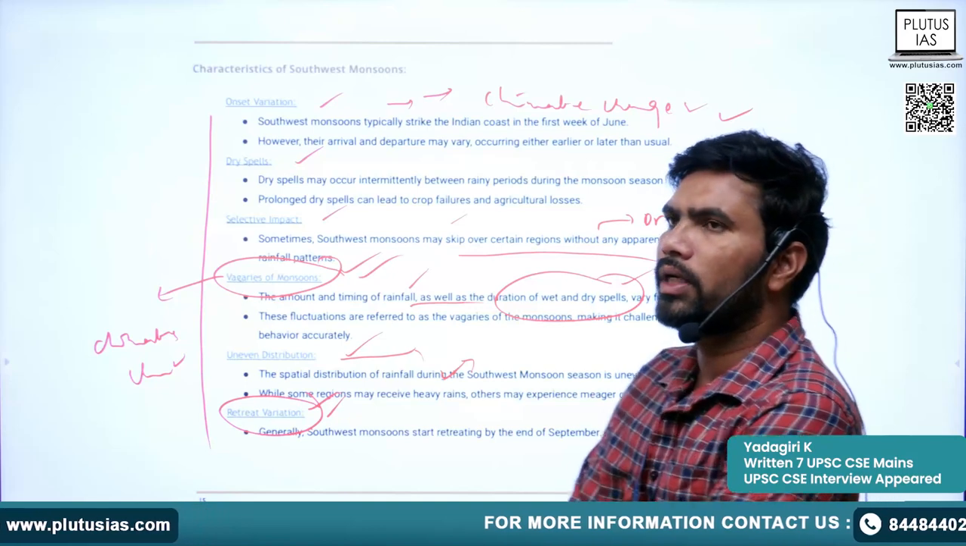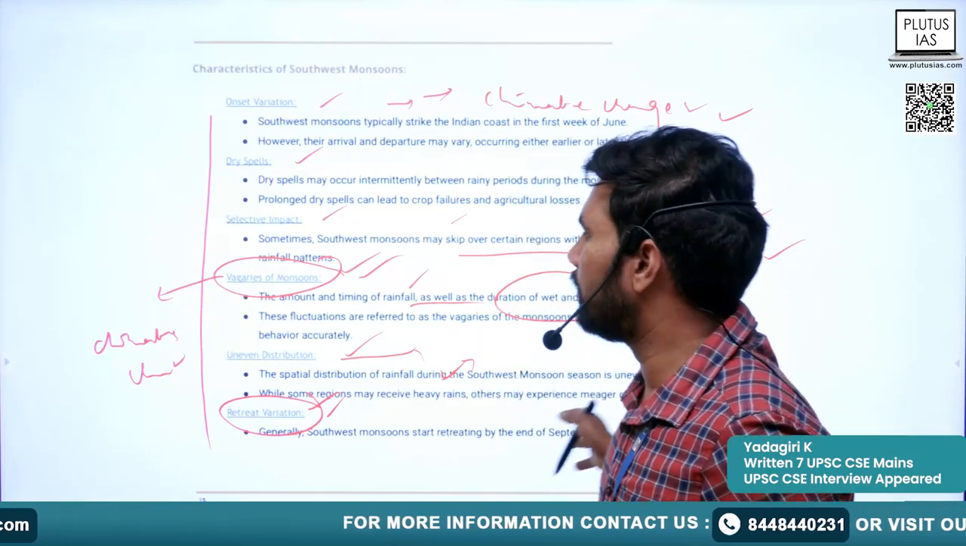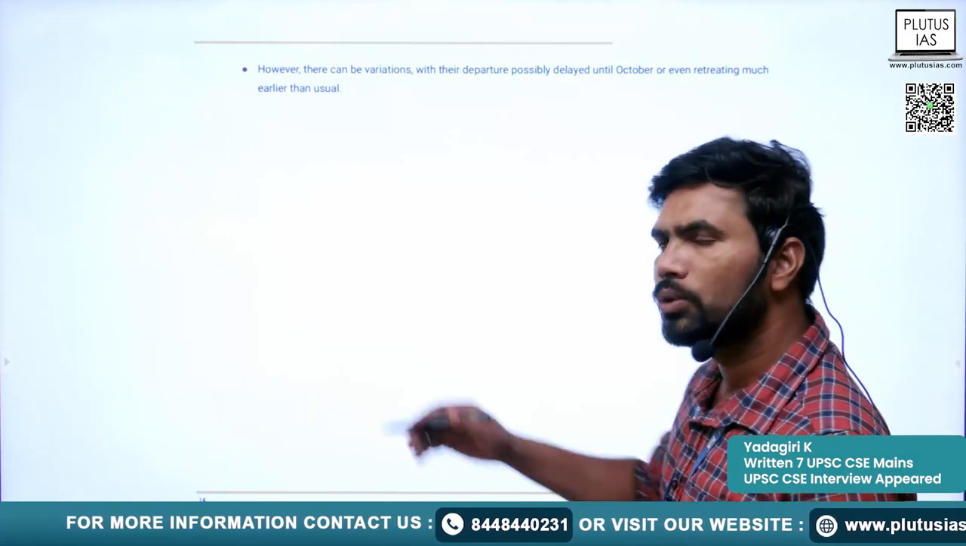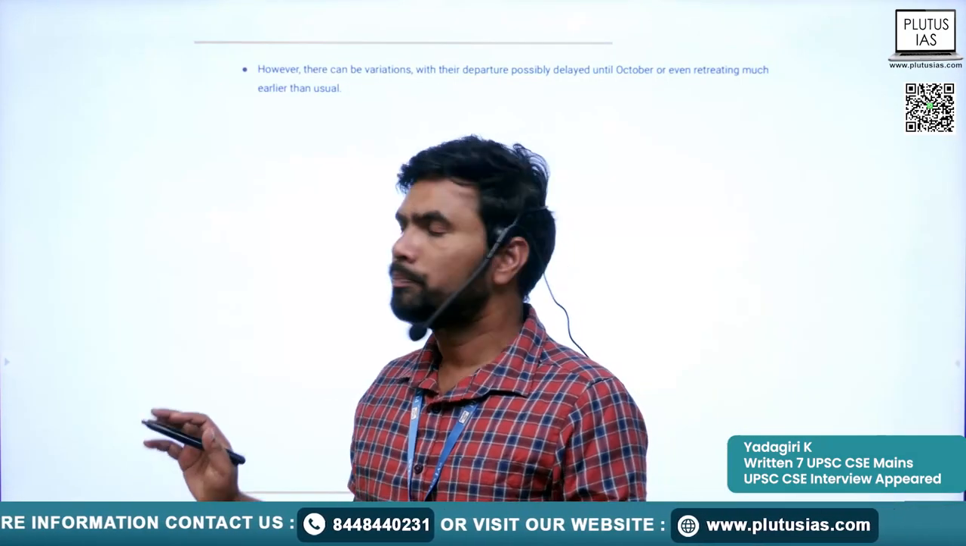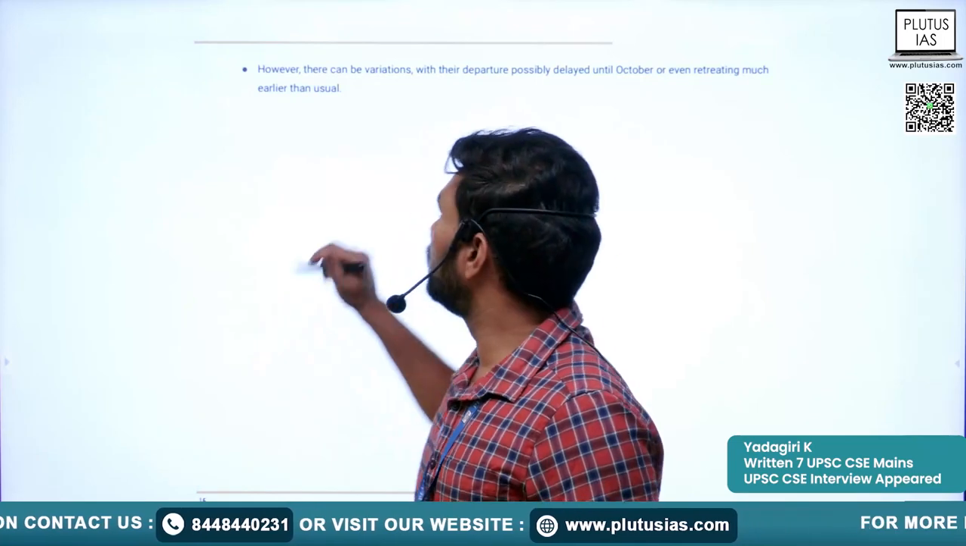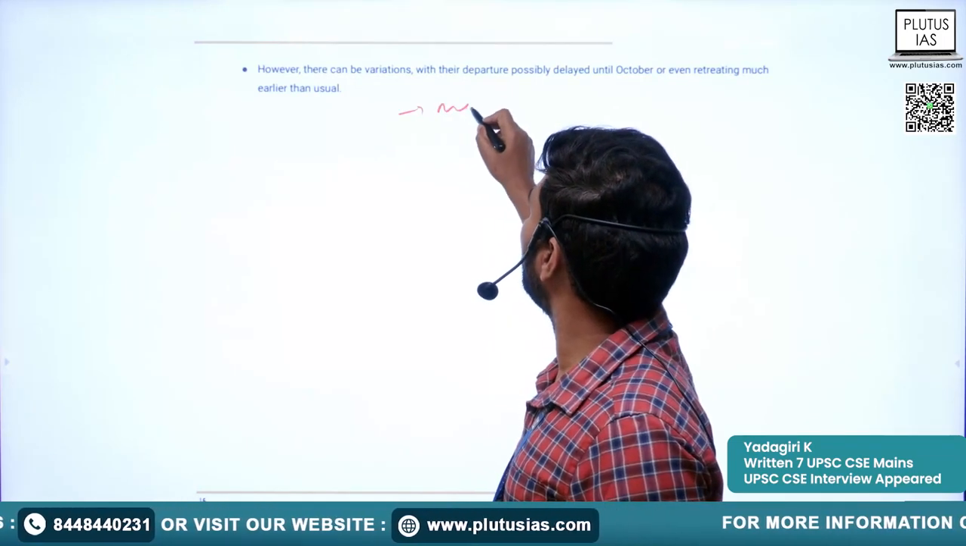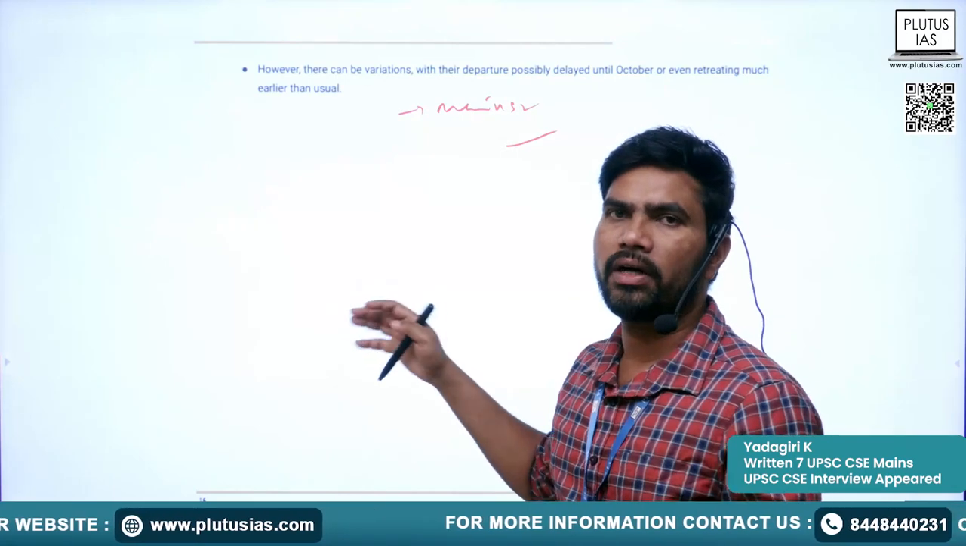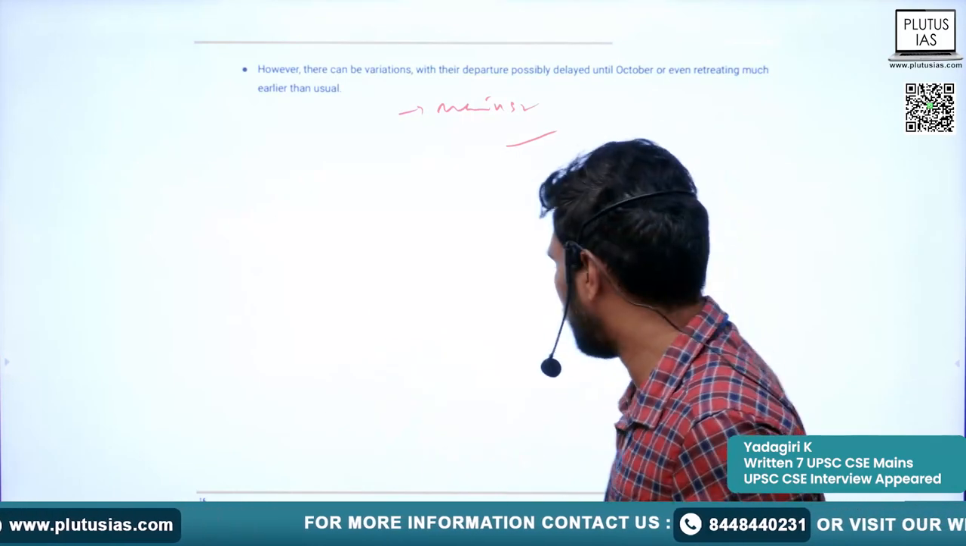Generally they have to withdraw in September. However, this varies predominantly in several years. So these are some of the variations of the monsoons. This topic is important from the point of view of mains. So when we discuss the mains, we will cover this aspect in much more detail.